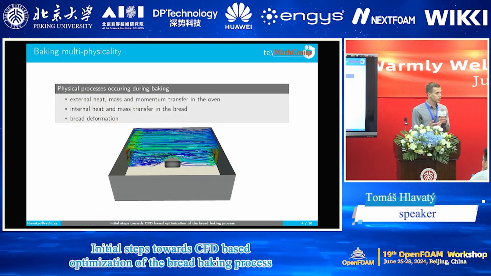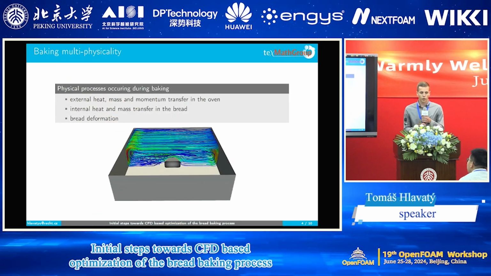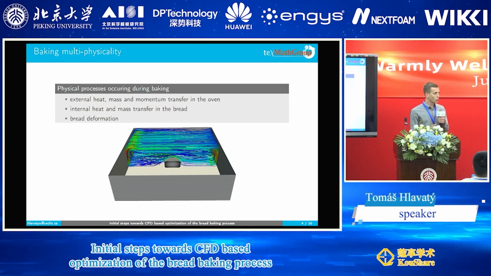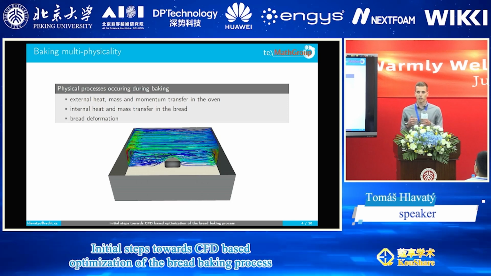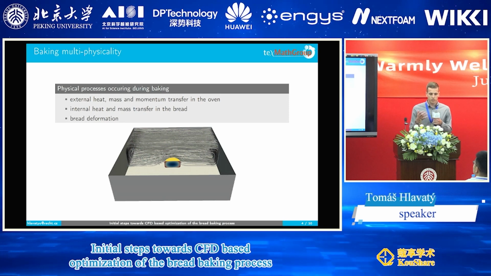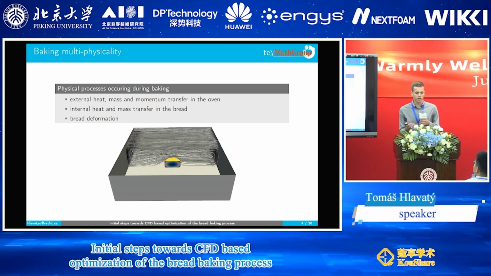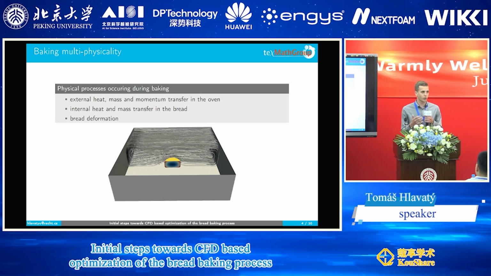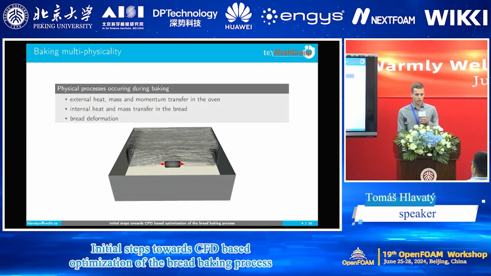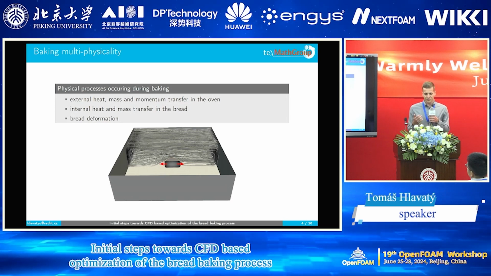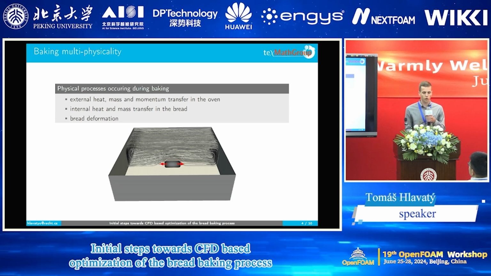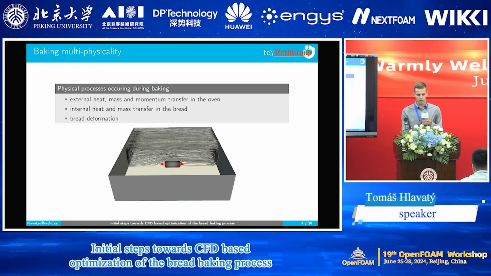As I've already said, bread baking is really physically complex. We have to deal with external heat, mass, and momentum transfer inside the oven. Then this interacts with the internal heat and mass transfer in the bread and with the chemical reactions inside. And of course, with the bread deformation that is caused by CO2 formation during chemical processes.